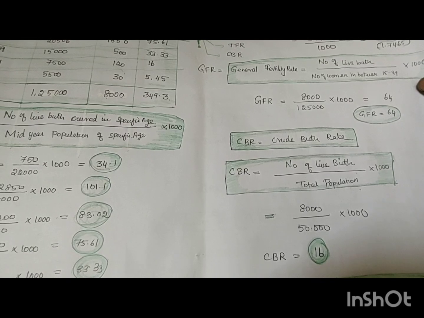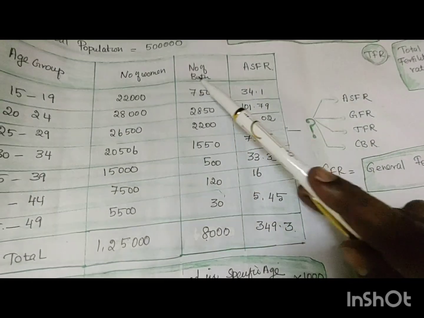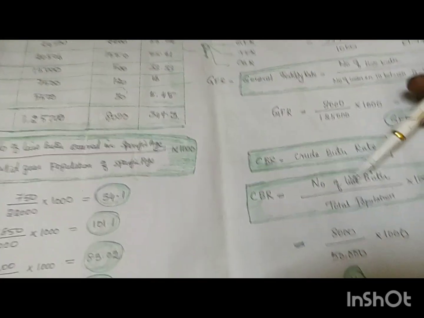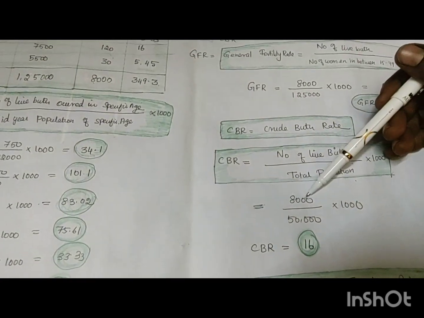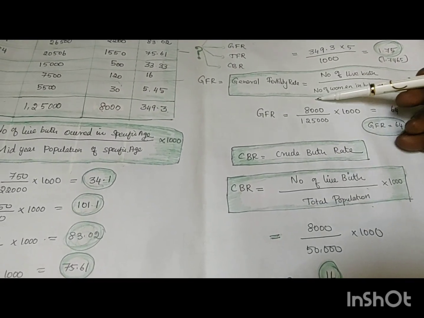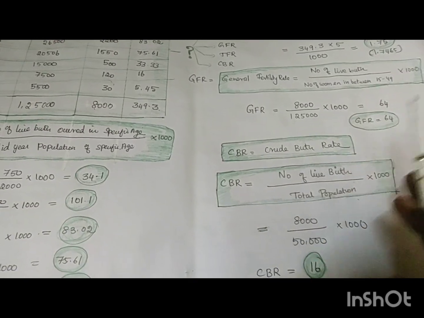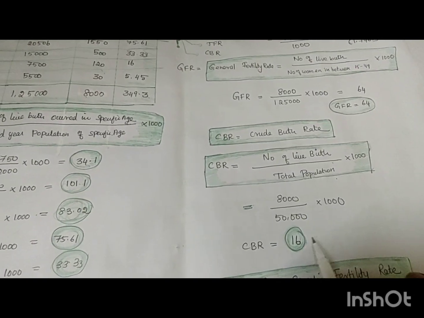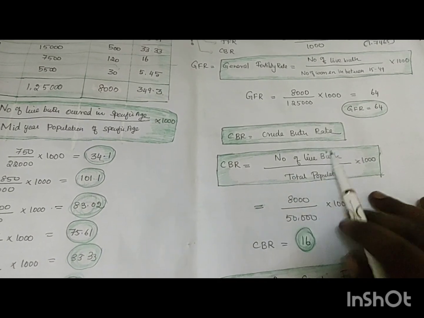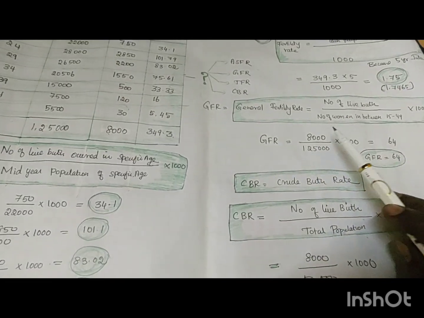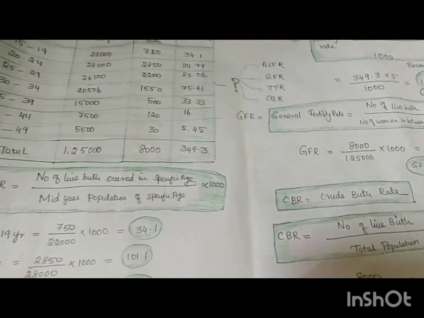But in the crude birth rate we use the total population. For Bardhaman, we use the total population of 5 lakhs. That is the difference you have to see. For the crude birth rate we put the 5 lakh population, but for general fertility we put the fertile women population. Crude is telling in totality how many children are born in the whole population. In general fertility we put the maternal population. Okay.